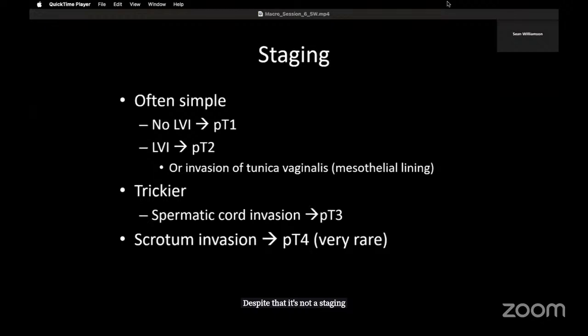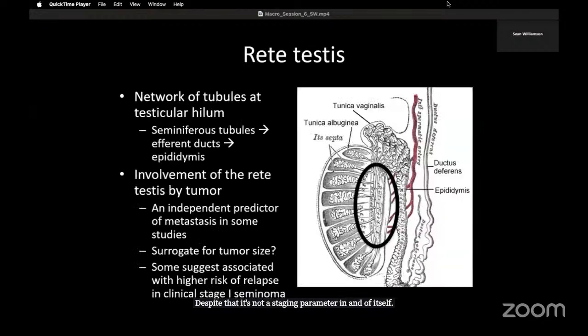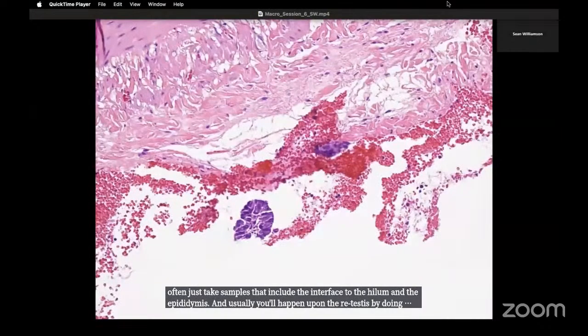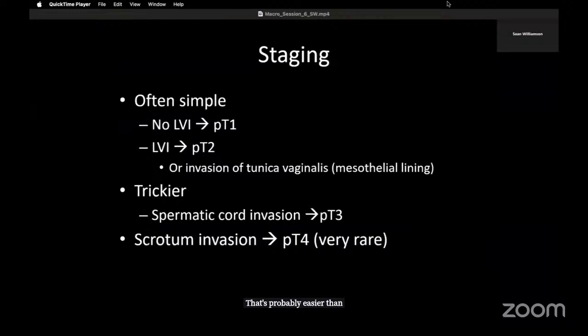And so we try to report the involvement of the rete testis, despite that it's not a staging parameter in and of itself. So how to capture the rete testis when you're taking your samples? You may not always see the rete testis grossly, so I would often just take samples that include the interface to the hilum and the epididymis, and usually you'll happen upon the rete testis by doing that. That's probably easier than trying to see it with the naked eye.